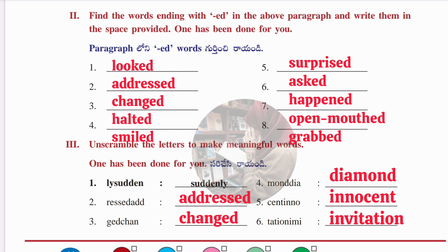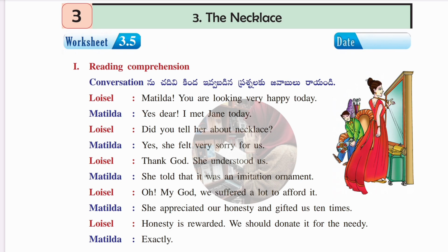Guys, now we'll see the next worksheet, that is worksheet number 3.5. Here the first Roman is reading comprehension, a conversation between Loisel and Matilda.